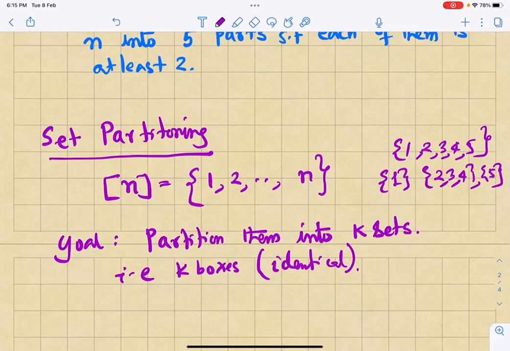Obviously, when you partition a set into sets, you don't count them by order. It is really a set partition, right? So this is the same as saying {2, 3, 4}, {1}, {5}. These two partitions are the same because this is a partition as a set. That's why I said that the boxes are identical and the numbers are, of course, different. They are 1 to n. Is it clear?